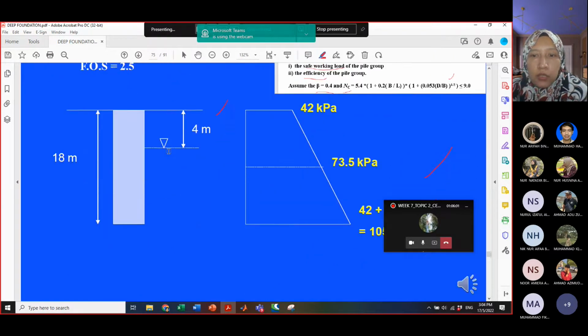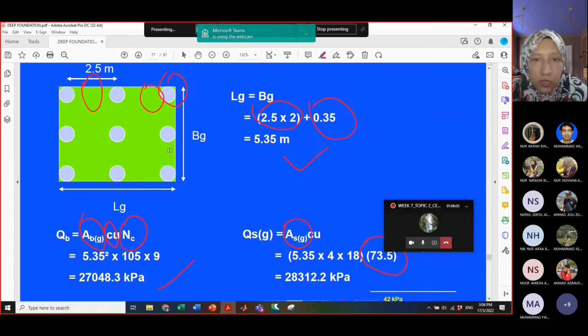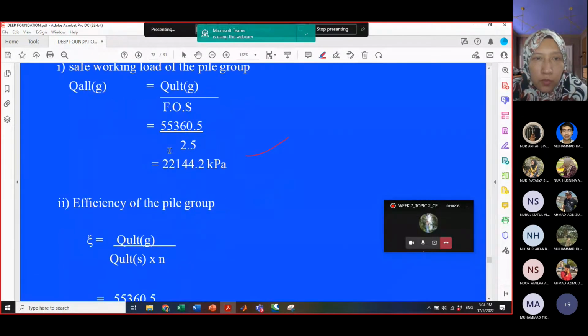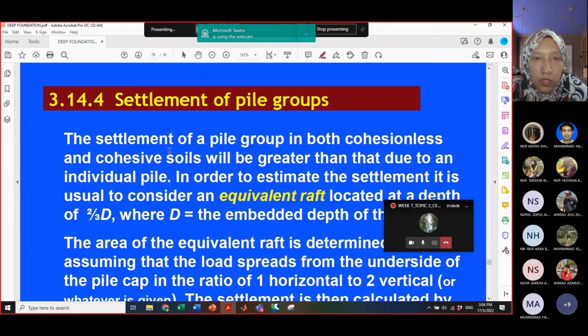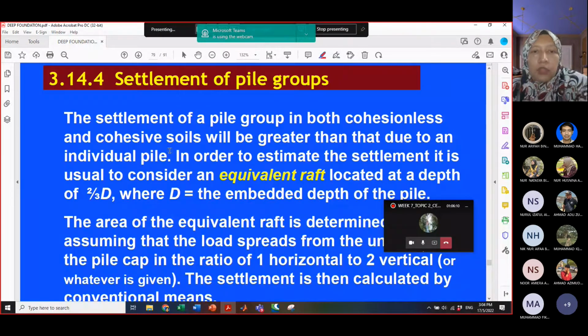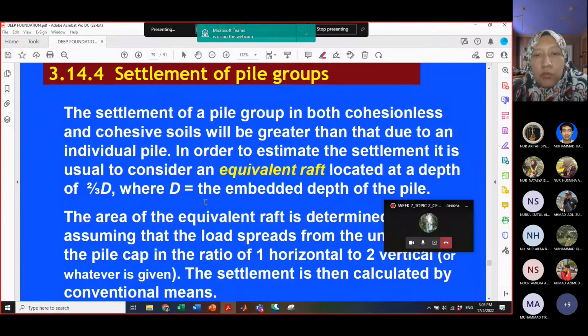Similarly for that example, for ultimate and also allowable. Okay, last but not least, for the settlement of the pile group. Settlement of the pile group is actually covered just now from the example, where it mentions that the settlement of the pile group in both cohesionless and cohesive soils will be greater than that due to an individual pile. So in order to estimate the settlement, it is usually to consider an equivalent raft located at a depth of 2/3 D, where D is the embedded depth of the pile.